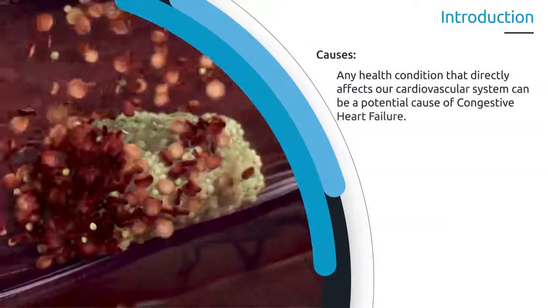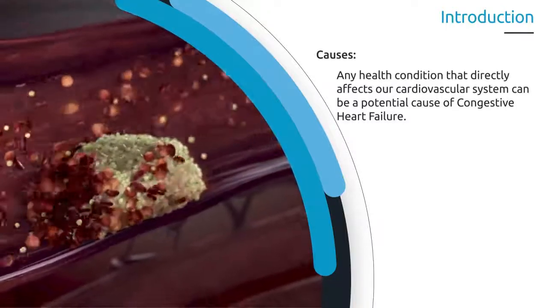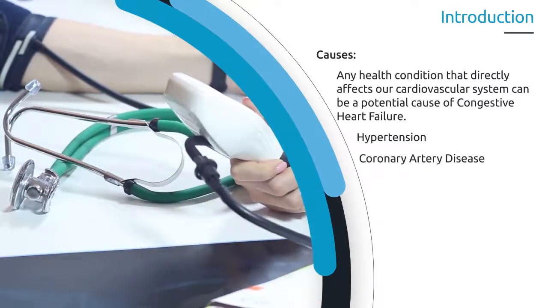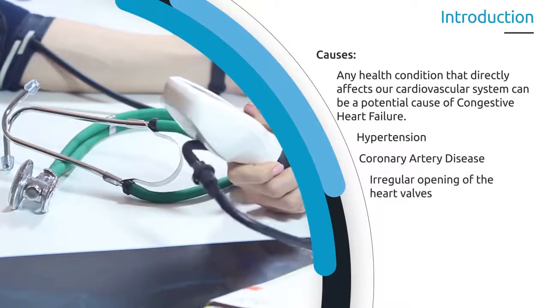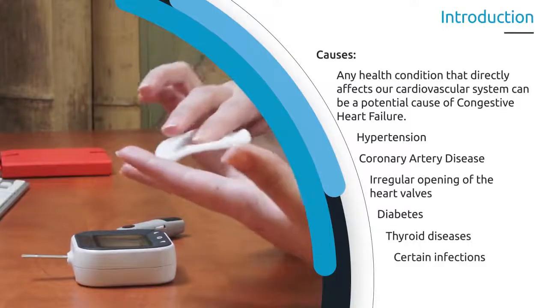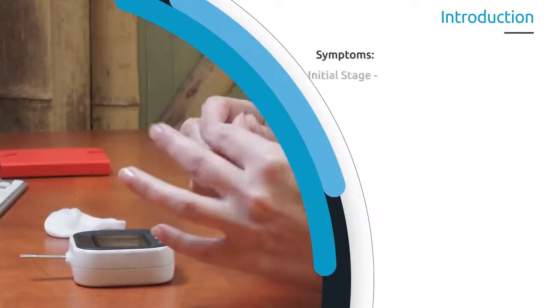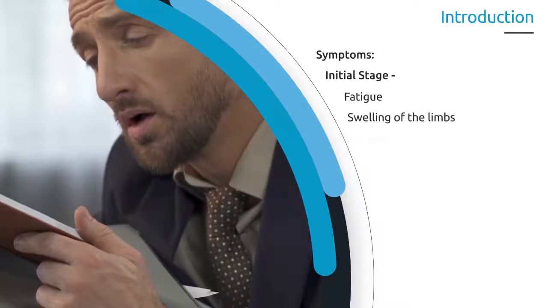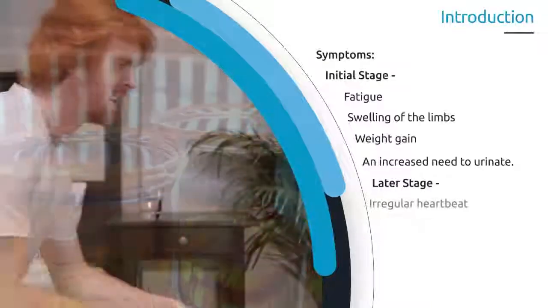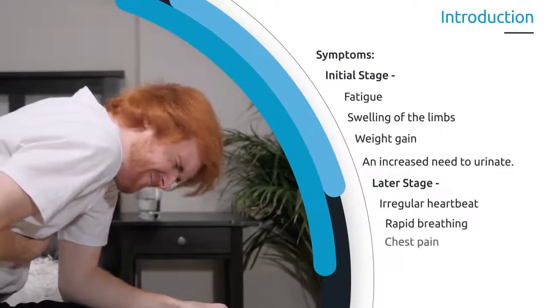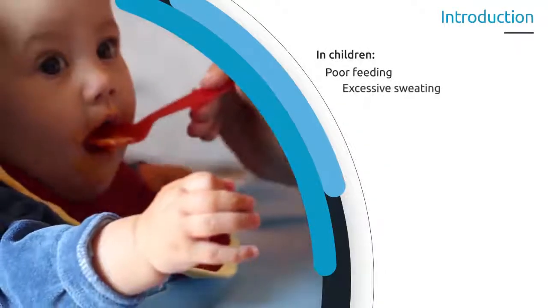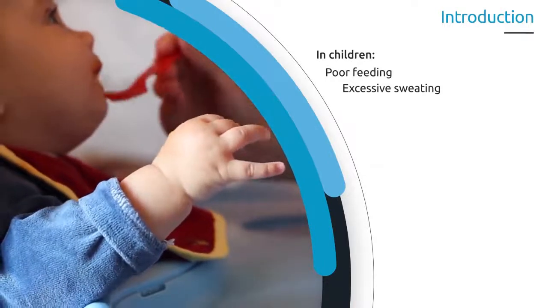Any health condition that directly affects our cardiovascular system can be a potential cause of congestive heart failure. Hypertension, coronary artery disease, conditions related to the irregular opening of the heart valves, diabetes, thyroid diseases and certain infections may lead to congestive heart failure. Initially the symptoms include fatigue, swelling of the limbs, weight gain, and an increased need to urinate. In the later stages, irregular heartbeat, rapid breathing, chest pain, wheezing and fainting might occur. In children, poor feeding and excessive sweating are also considered as symptoms of CHF.